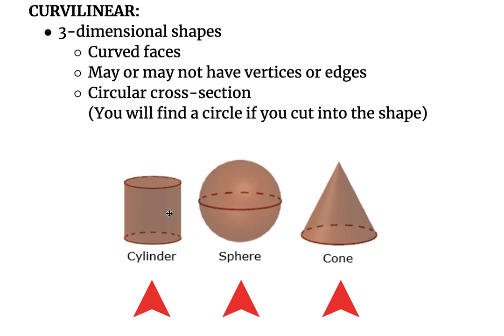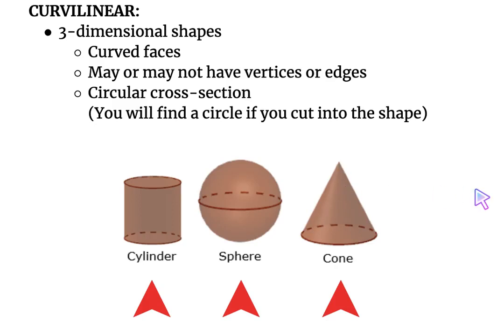Another thing that they do have in common, though, other than the curved faces, is that they all have a circular cross section, meaning if you were to cut into the shape, you'll see a circle. Like if I were to take the soup can, the cylinder, in half, I would find a circle. If I were to cut the sphere, or like a basketball, in half, I would find a half circle inside. Or half of the sphere would have a circle inside. And then same thing with the cone. If I cut it at different places, I'll have smaller and smaller circles when I cut into it.